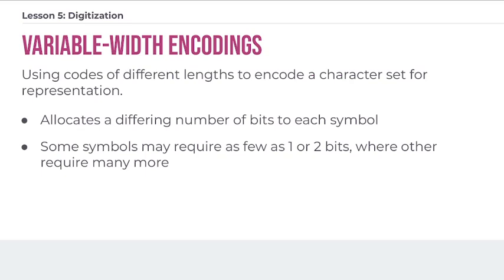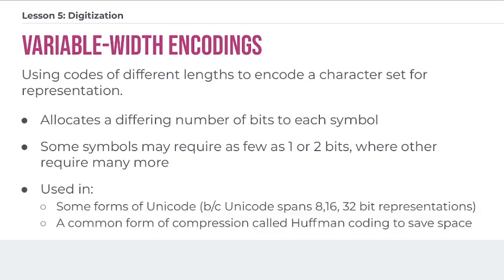And that is actually used. So some forms of Unicode, because Unicode has both 8 and 16 and 32-bit representations for all of the characters, that is actually used. And a common form of compression, called the Huffman coding, does actually compress characters into sequences of variable widths in order to save space.